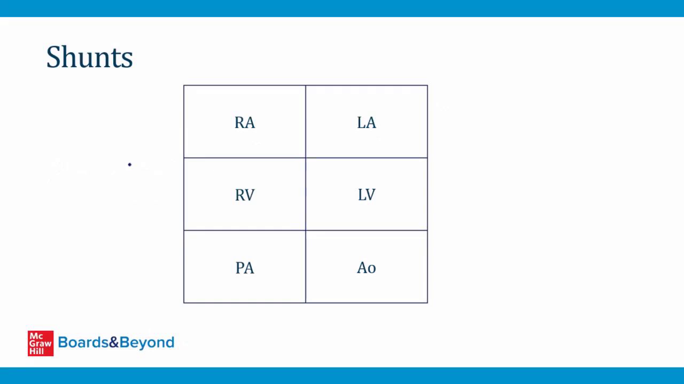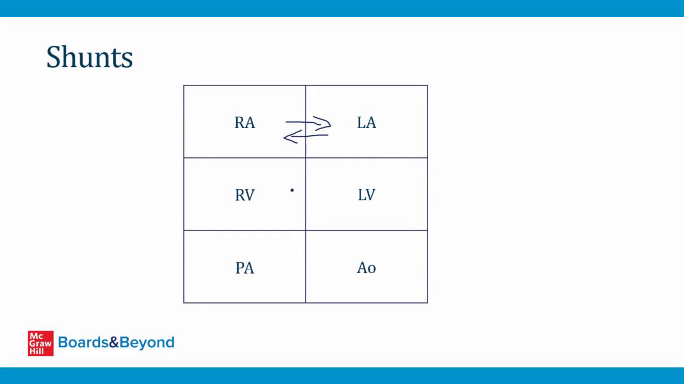So in this video we're going to talk about shunts, and what I mean by shunts is an abnormal communication between one of the structures in the right side of the heart and one of the structures in the left side of the heart. So for example, if there's a defect in the wall between the right atrium and the left atrium, then blood could move back and forth between the two structures. That's called an atrial septal defect, which we'll talk about in this video.